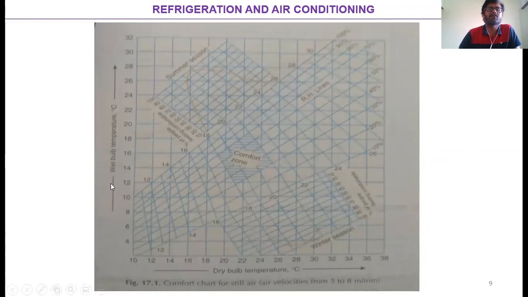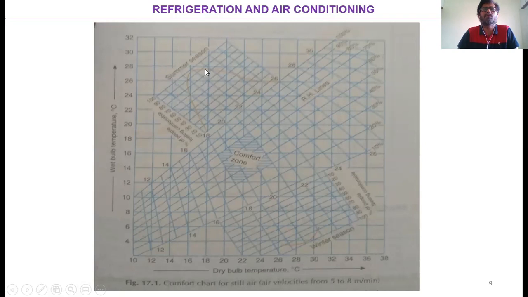The comfort chart is a graphical representation of the wet bulb temperature on the y-axis against the dry bulb temperature on the x-axis. This is the comfort chart for still air with a velocity somewhere between 5 to 8 meters per minute. The dry bulb temperatures on the x-axis range from 10 degrees Celsius to around 38 degrees Celsius, and similarly the wet bulb temperatures are 2, 4, 6, and so on, from 2 degrees Celsius to a maximum of 32 degrees Celsius. It would be seen that this comfort chart is divided into three different regions. The one region in the upper left corner is applicable for the summer season, isn't it?